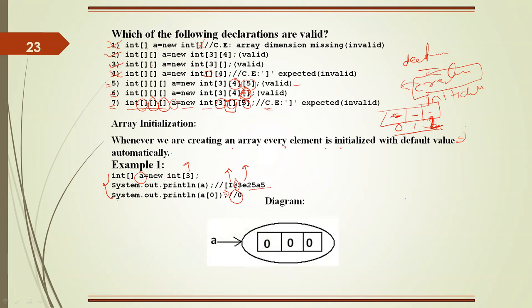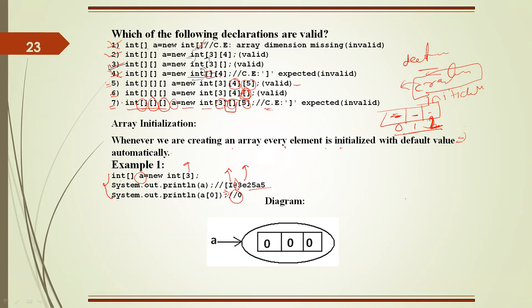So now coming to this: which of the following declarations are valid? int[] a equals new int[] is a compile time error because the size is mandatory. A two-dimensional new int[2][] is perfectly valid because the base size is there. The three-dimensional one with base size is also valid. But new int[][zero size] without the base size gives an error.